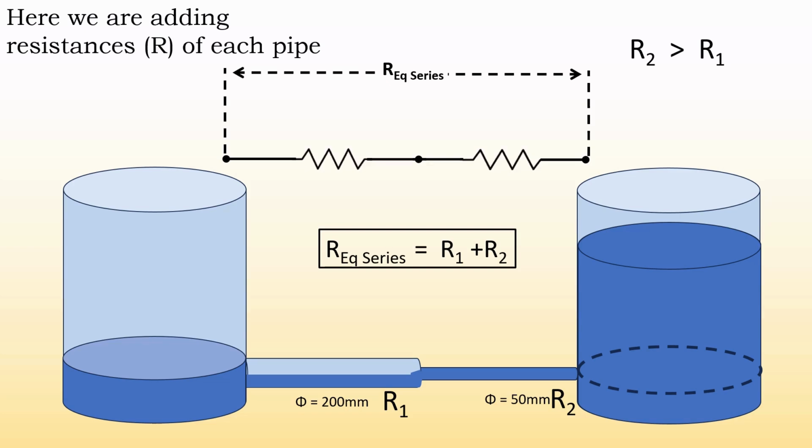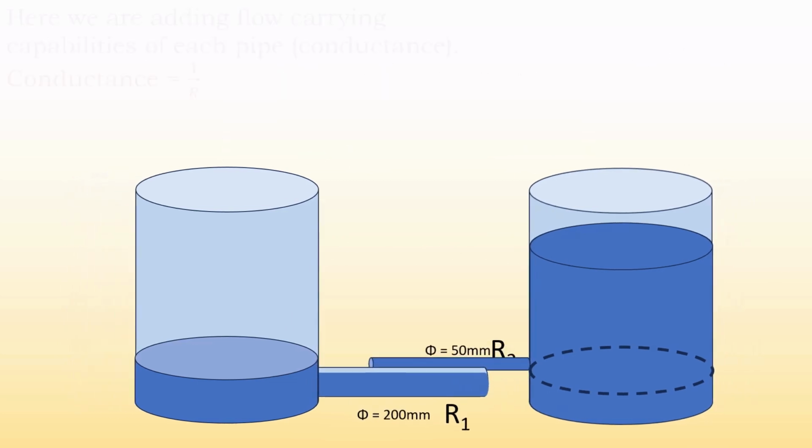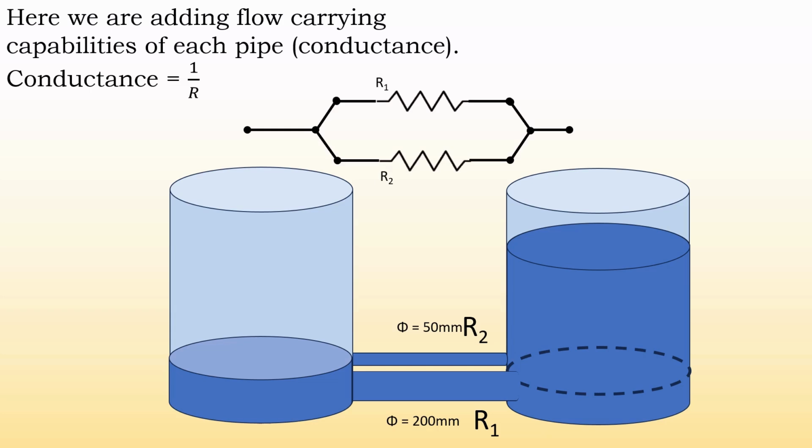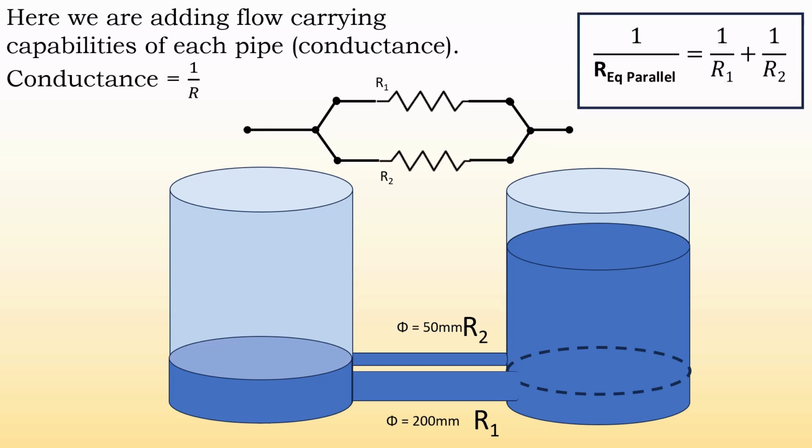Now let us consider the second case, where we add the smaller pipe in parallel with the larger pipe. In this case, water now has multiple paths to flow from one tank to the other. Even though one pipe is narrow, it still allows additional flow. As a result, the total water flow increases. This means that in a parallel connection, we are adding the flow carrying capability of each pipe. In electrical terms, we are adding conductance, not resistance. Conductance is simply the reciprocal of resistance. That is why in parallel circuits, the reciprocals of resistances add, and the effective resistance decreases.